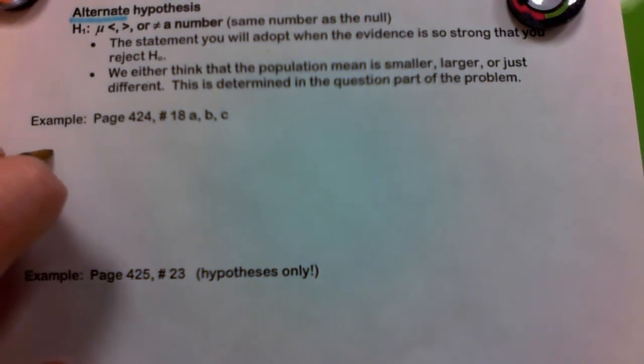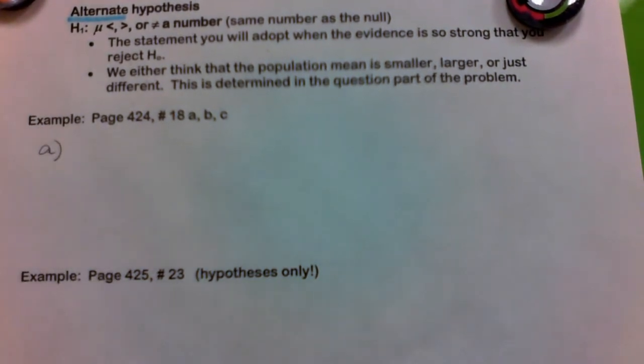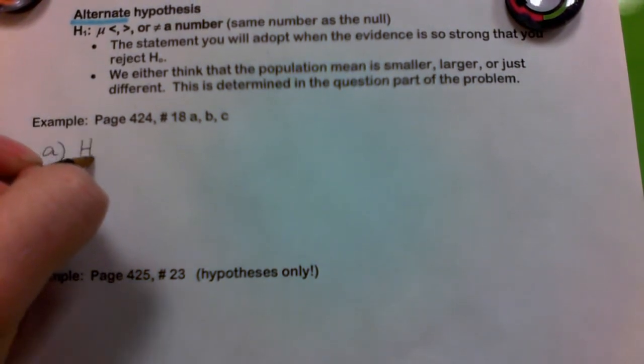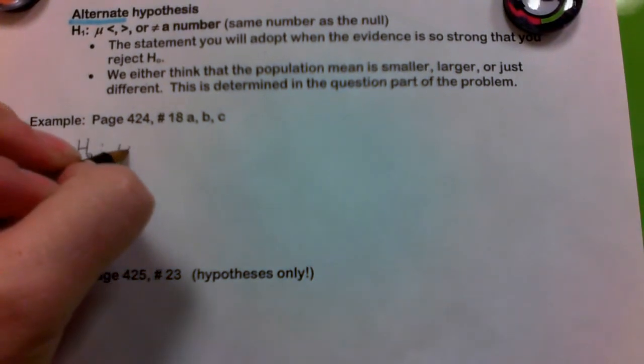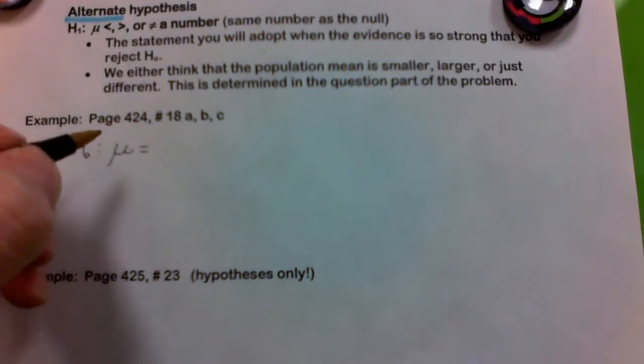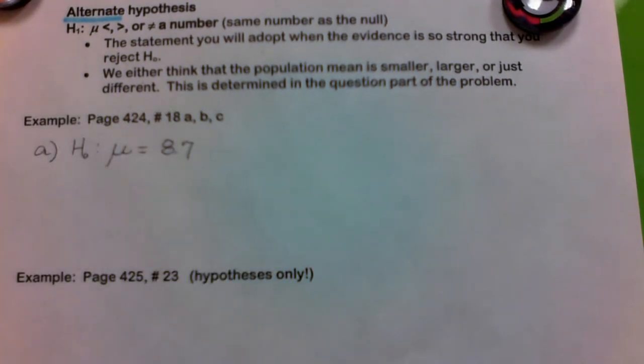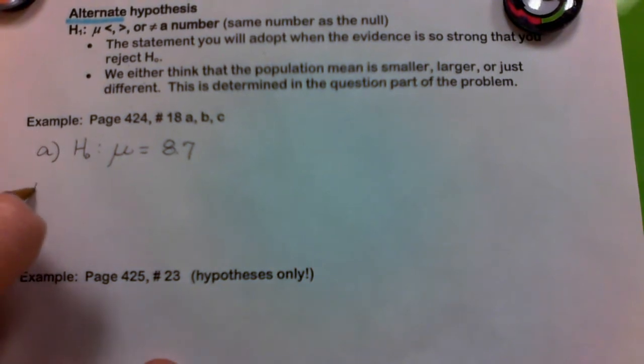So we're going to look at part A, and it reads, if you want to set up a statistical test to challenge this claim, what would you use for the null? Well, the null is what is given. And so the null hypothesis, they tell us that the average is 8.7 seconds. So that would be my null hypothesis. All right, let's look at part B.